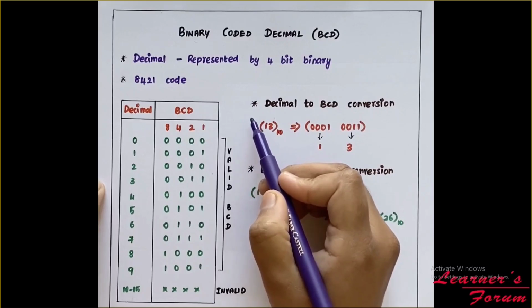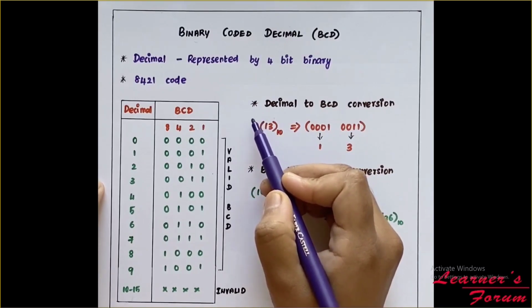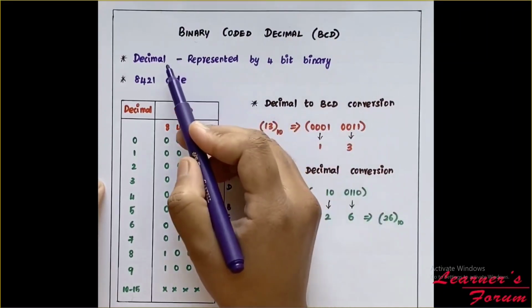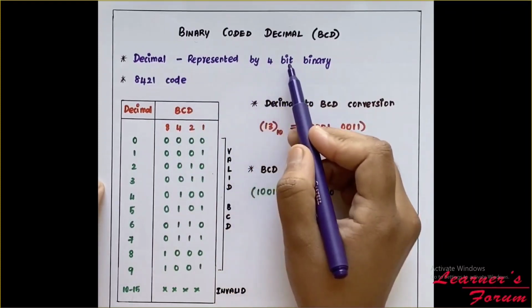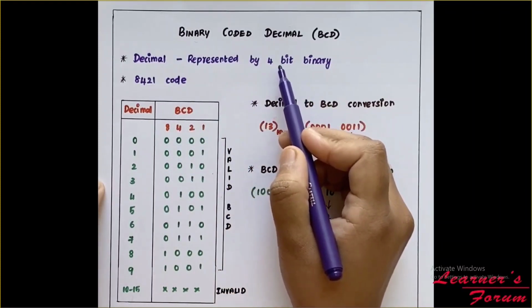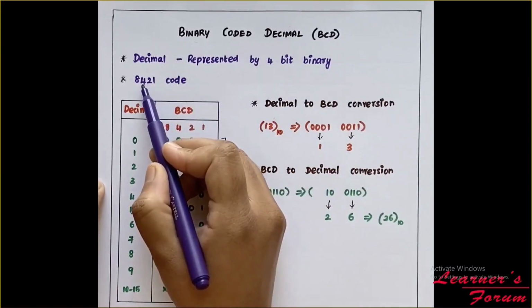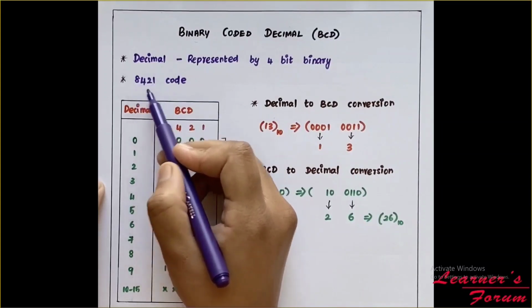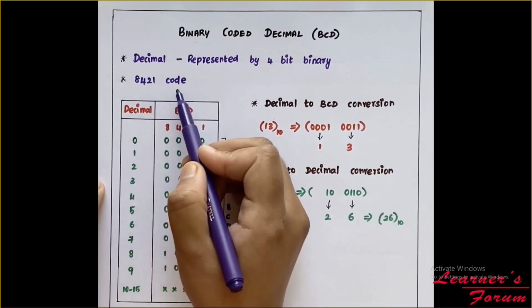So let us see the next topic regarding the codes and its classifications now. The first code type is BCD, binary coded decimal. In general, a decimal digit is represented by a 4-bit binary. This particular code is also called an 8421 code, which we have seen in our previous videos also. So 8421 represents the weights, and on adding them, we can get the required equivalent decimal value.